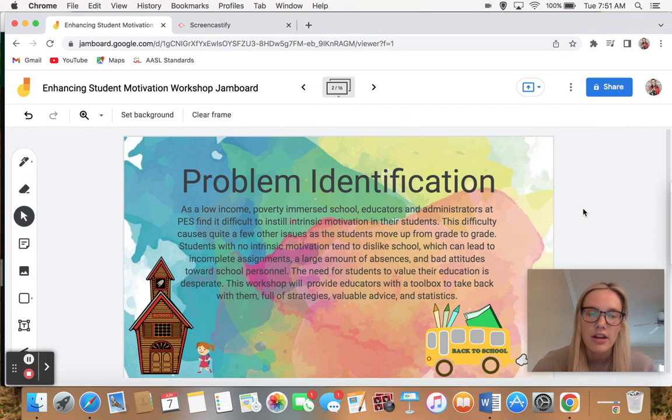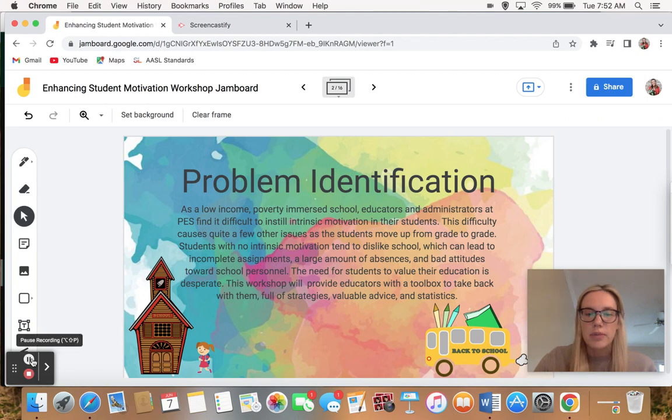It says, as a low-income, poverty-immersed school, educators and administrators at PES, which is the school that I work at, find it difficult to instill intrinsic motivation in their students. This difficulty causes quite a few other issues as students move up from grade to grade, such as behavior issues. When students dislike school, it leads to incomplete assignments, a large amount of absences, bad attitudes towards school personnel, and the need for students to value their education is a desperate need.